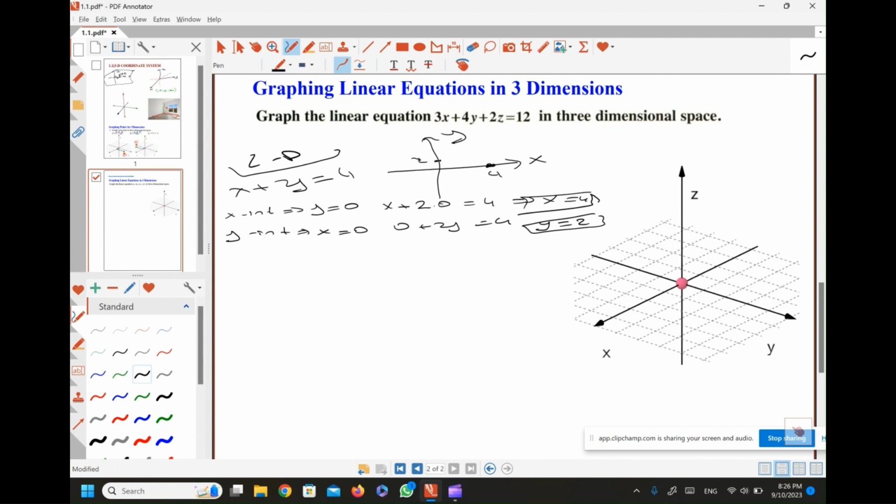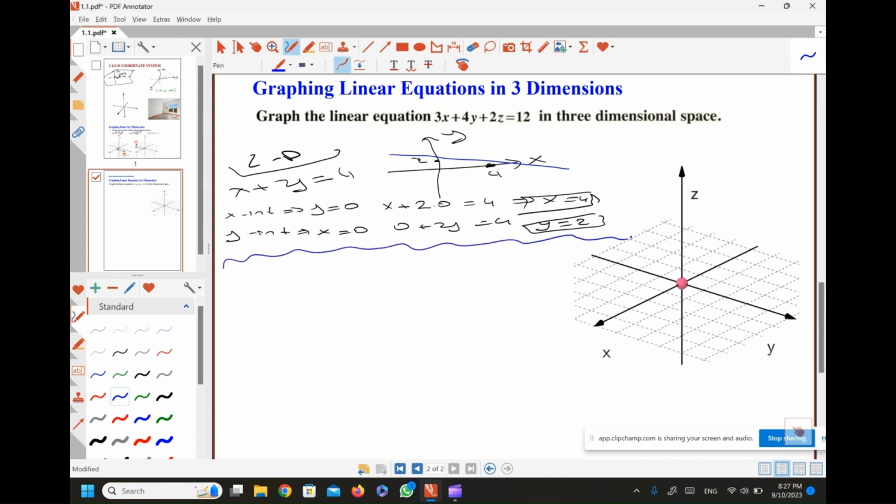So you have 2 points. All you have to do is connect these 2 points. So here is your graph. This is how you graph a linear equation in 2 dimensions, right? Does it ring a bell now?